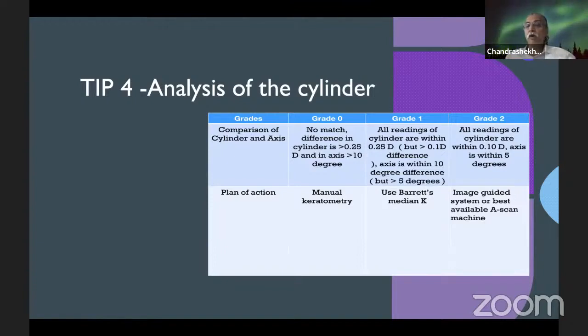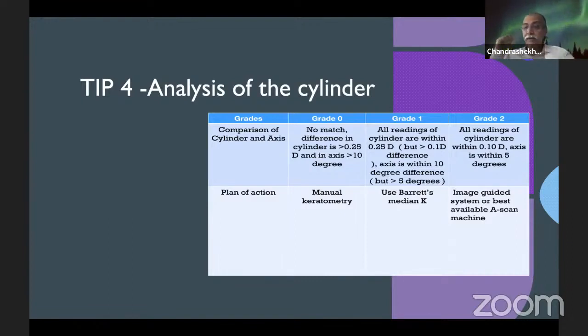And the third is grade 2, where all the readings and cylinders are matching very well. That means the cylinder powers are within 0.1 and axis is within 5 degrees, and then you can use any of them because the variation is going to be very less. It is possible to get grade 2 readings provided the optometrists or the technicians are trained properly how to take readings. And that is where comes the position of the head. There is a black mark on the vertical bar next to the patient's head, the position of the chin, rotation, fixation, everything.